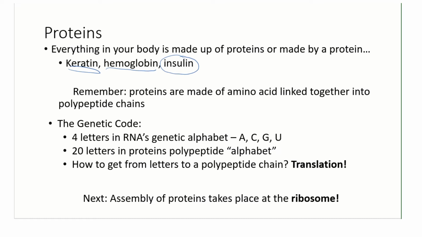So remember that proteins are made of amino acids linked together in a polypeptide chain. So here we would have our amino acids linked together in our polypeptide chain. And so to get to proteins, we look at our genetic code. Remember, there are 4 letters in RNA's alphabet, the A, C, G, U, but there are 20 letters in a protein's polypeptide alphabet. So how do we get from the letters to a polypeptide chain? Well, we have to use translation.